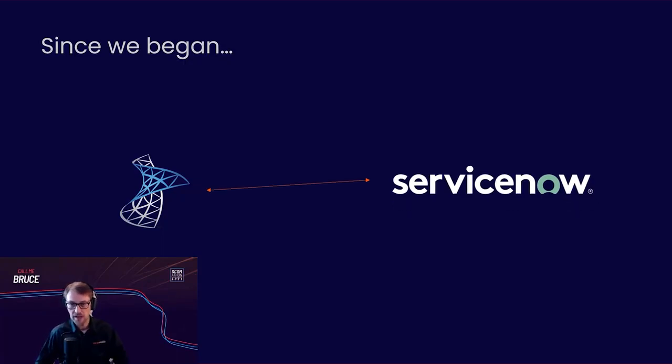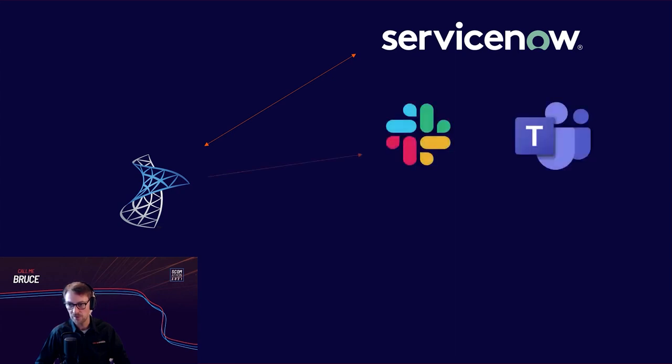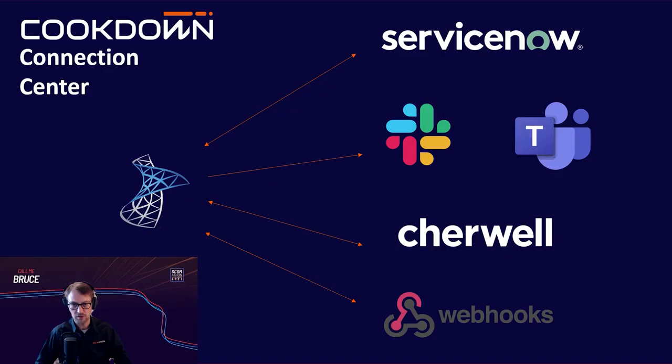Now, from today, we're taking this approach and applying it to a bunch of other platforms as well, starting with messaging platforms such as Slack and Teams, but also bringing the same functionality that we have for Servicenow to Sharewell, and of course, looking at webhooks as well. And we're calling this new product Cookdown Connection Center. We're really excited to be launching this today here at SCOMathon, and this will be the first time you get to see it live.